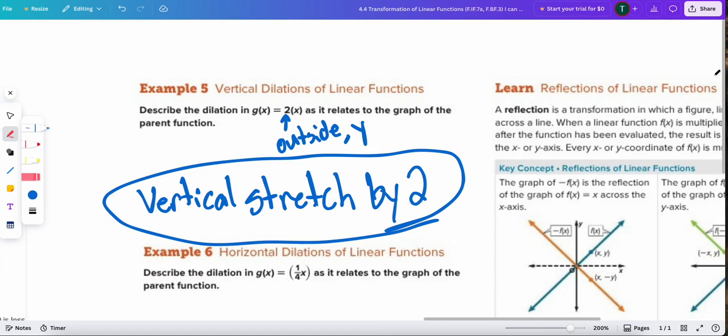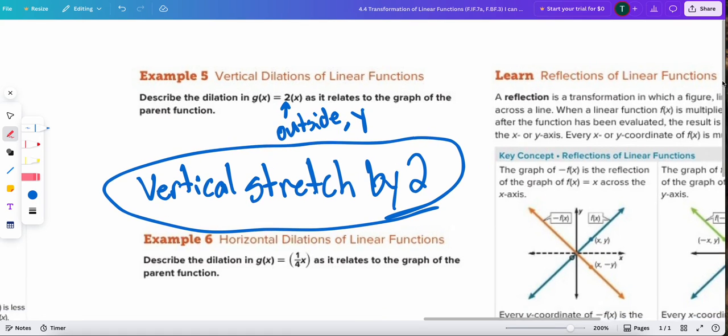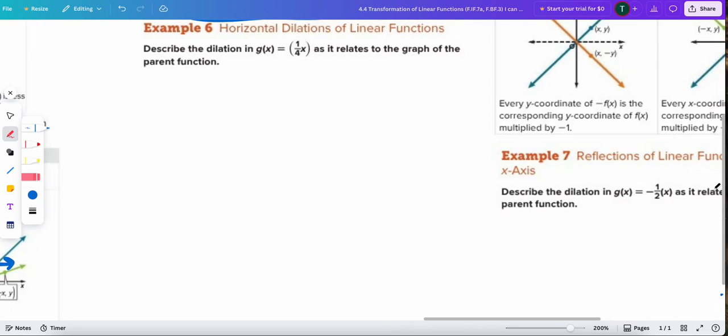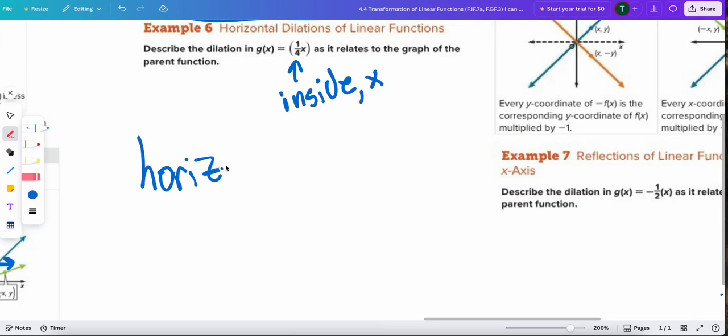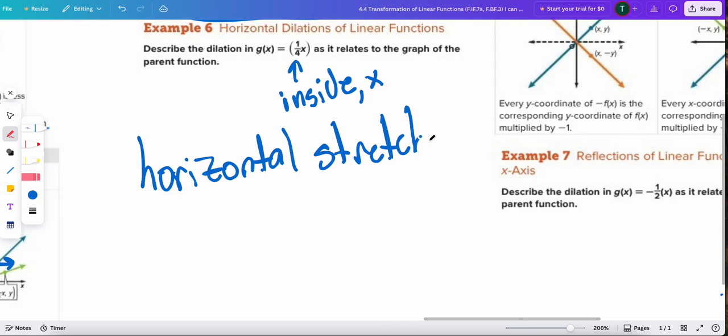Where when I go to look at this next one, that 1/4 is inside, which means it'll affect my x, which is horizontal. Whenever it's inside the function and it's affecting my x, you do the opposite. So since 1/4 is usually making it smaller, but it's on the inside, I do the opposite, which means this is a stretch of, and you flip the fraction. So our 1/4 would become 4.